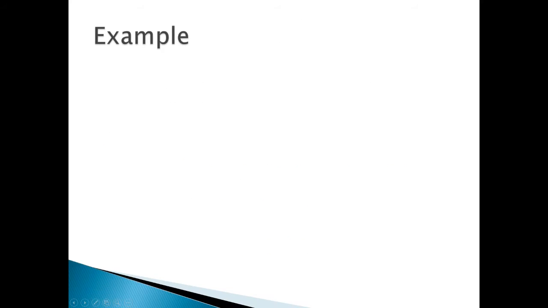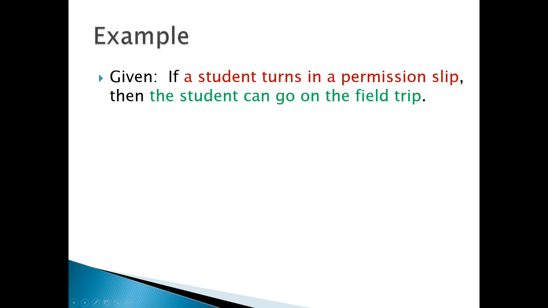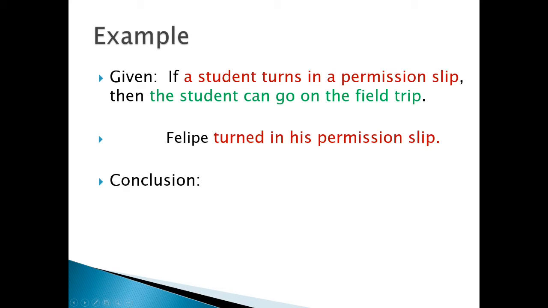Here's another example. If a student turns in a permission slip, then the student can go on the field trip. The specific part is now Philippe turned in his permission slip. So the conclusion that I can draw then, I go from general to specific. If any student who turns in the permission slip can go on the field trip, and Philippe turned in his permission slip, then my conclusion is Philippe can go on the field trip.